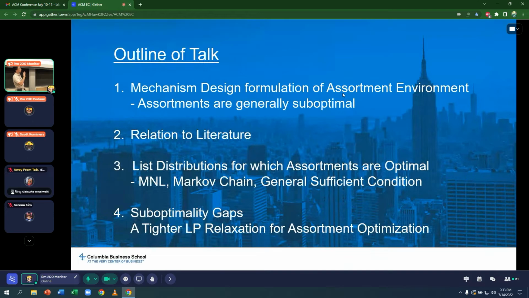All right, so this is the outline of the talk. I'm going to give a mechanism design formulation of this environment. I'm going to show you that this is a non-trivial question and that assortments indeed can be suboptimal. I'll talk about the relation to the literature. Then I'll try to quickly state the main results. And then, time permitting, I'll talk about some extensions.